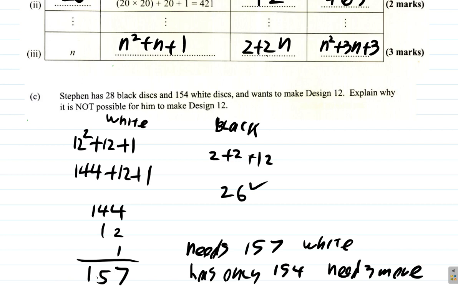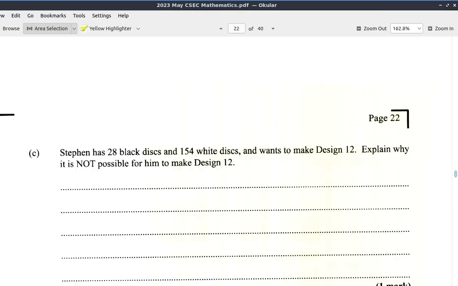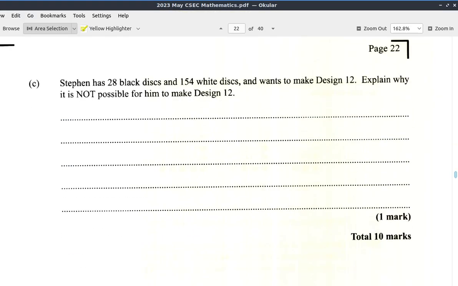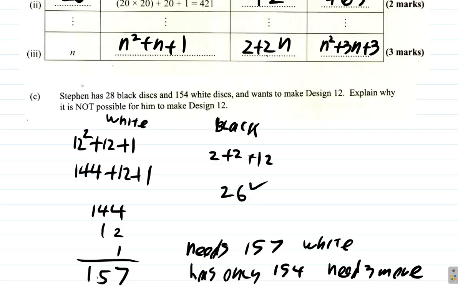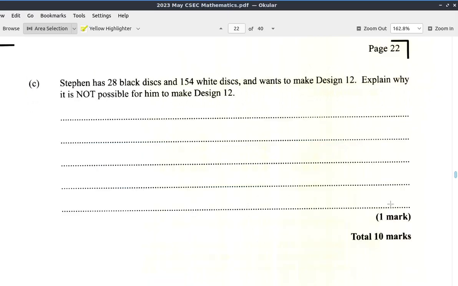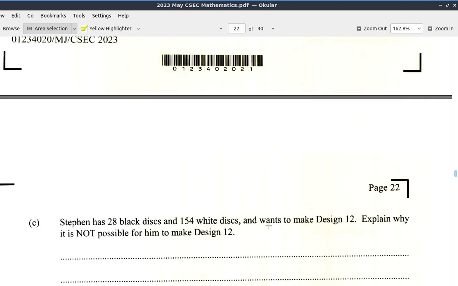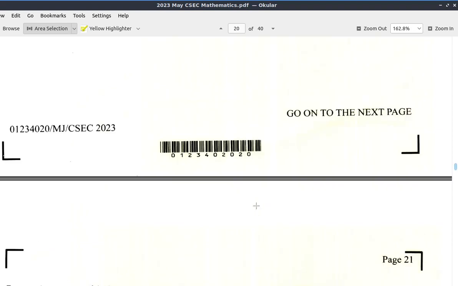Of course, you would write it out in proper English in this space. Show your calculation and then write your reason in proper English. Alright, so that is it for question 7.